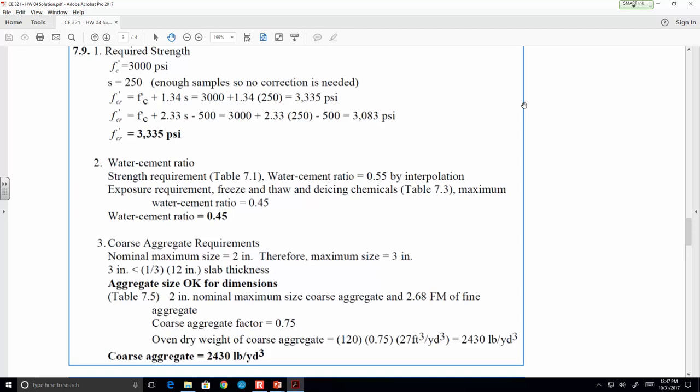The water cement ratio, yes. And you got 0.55, okay, all right. And where it came out to be 3,335, we had to run here and work like where it would. Yeah. So is linear interpolation required on the exam is what you're asking? Yes.